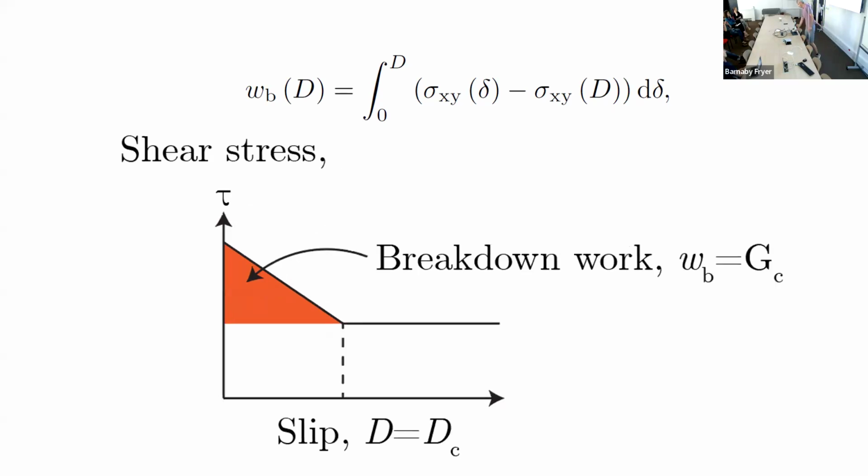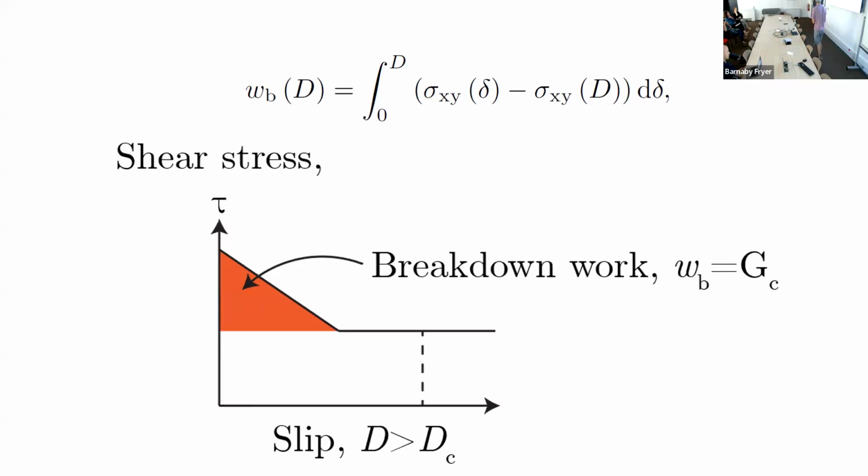And at a certain point, you reach DC, and your breakdown work is at its maximum at that point. You often see it written as GC at this time. As slip continues, and you're way over here, this integral is not adding anything else to it. So we expect breakdown work to be constant after that point.